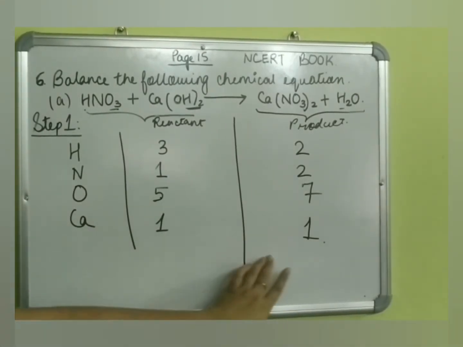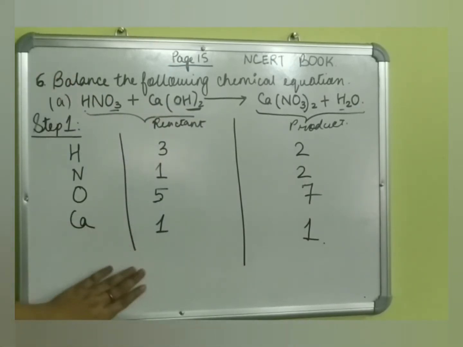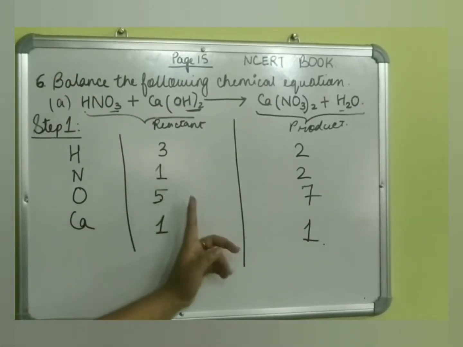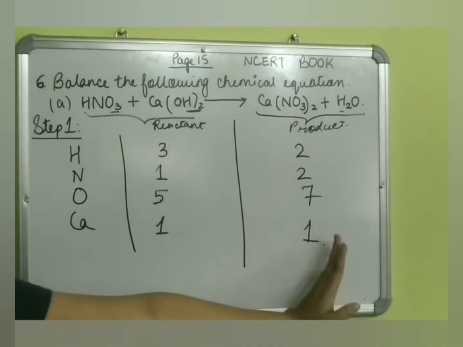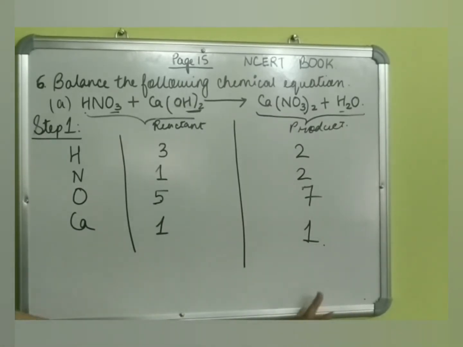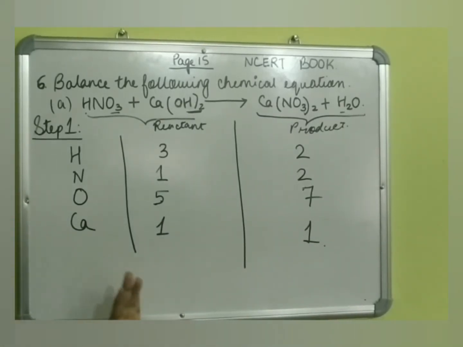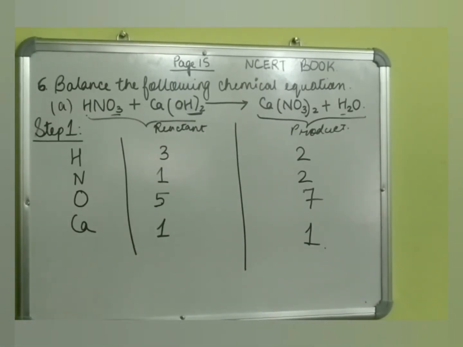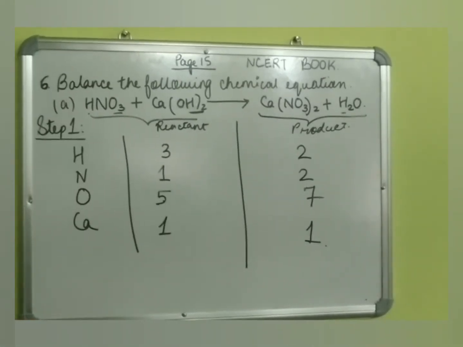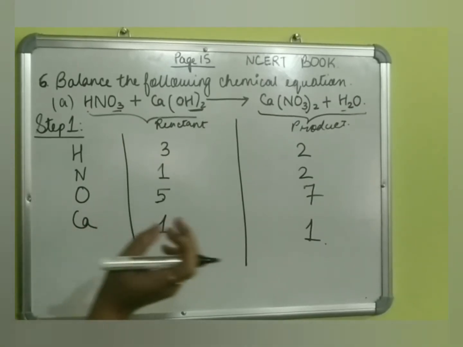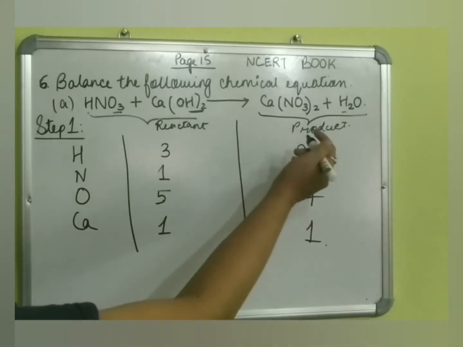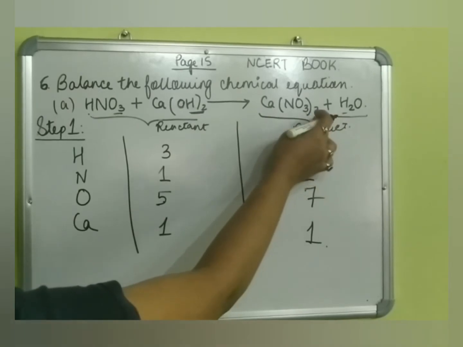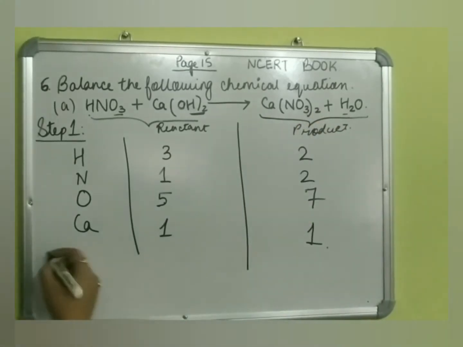In this way I will write the number of hydrogen, nitrogen, oxygen in the reactant side and also in the product side. So now we see that these two are unbalanced. The numbers of hydrogen, nitrogen, oxygen, calcium are unbalanced in the reactant side and in the product side. For step 2, we have to see the number of atoms which is more in the reactant or product.